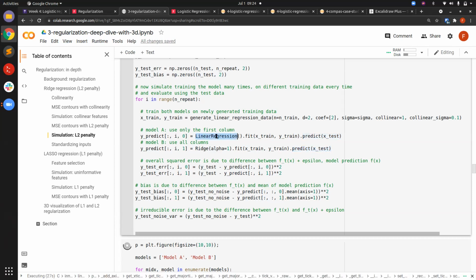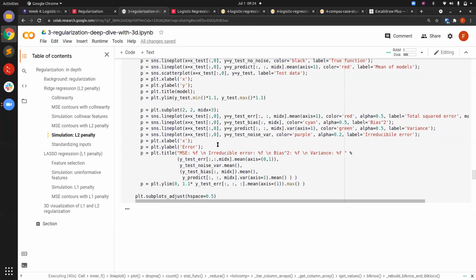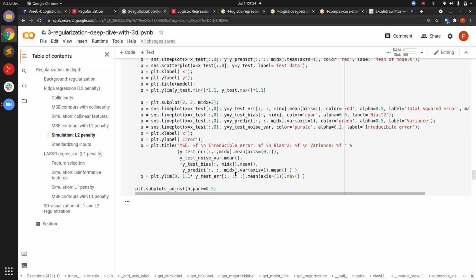So this works for linear regression, it works for ridge, it works for lasso, it will work for the logistic classifier we're going to use in a moment. It will work for all of them. Okay, let's take a moment and look at our simulation results.